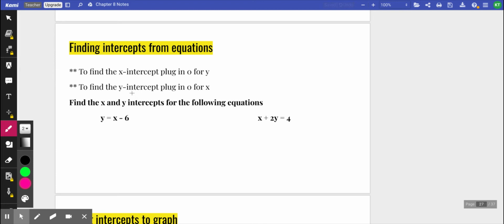But here, to find intercepts, we know that if it's an x-intercept, the y value is 0, right? And if it's a y-intercept, the x value is 0. So remember in 8.2, we said, all right, let's say x is 5, let's say x is 6, and the points we used were -1, 0, 1, and 2, okay? And again, this is just another way to graph. So we're going to say, all right, well, 0 is an easy number to plug in.